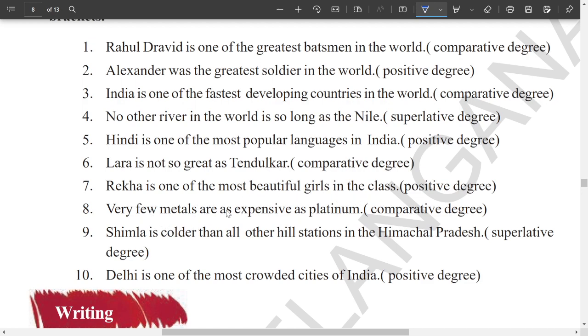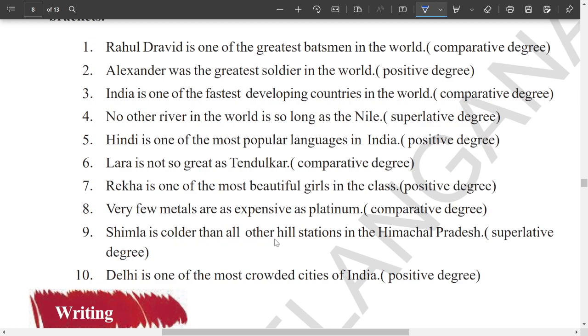Next one, very few metals, that is positive degree. Very few metals are as expensive as platinum. Change this into comparative. So what is the comparative you get? Platinum is one of the, or platinum is more expensive. If you use one of the, that becomes superlative. Okay. So platinum is more expensive than many other metals. So many other metals becomes comparison here. So between platinum and many other.